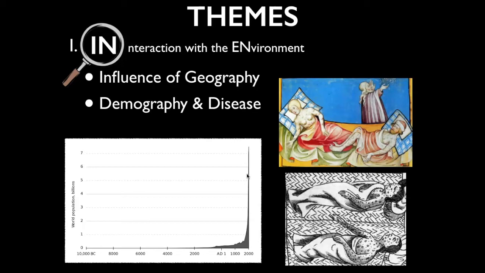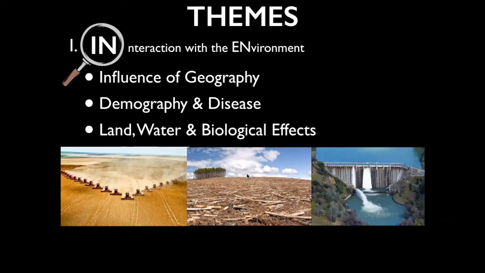But there's a check on population growth, and that's oftentimes a result of the introduction of diseases like the bubonic plague or, more recently, COVID-19. So as human population has grown, the environmental effects on land, water, and biology have been immense.